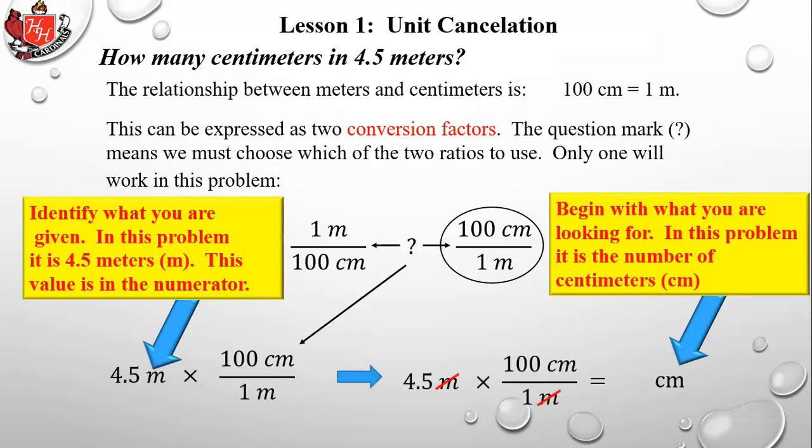The meters cancel out: meters on top, meters on bottom. The only thing you have left is centimeters, which is what you want for your final answer. If the units you're left with after the cancellation and the unit you're looking for at the end of the problem don't match up, you did something wrong. But centimeters is the only unit we have left, and centimeters is what we're looking for. So now we're ready to do the math. It's 4.5 times 100 divided by 1, and that equals 450 centimeters.